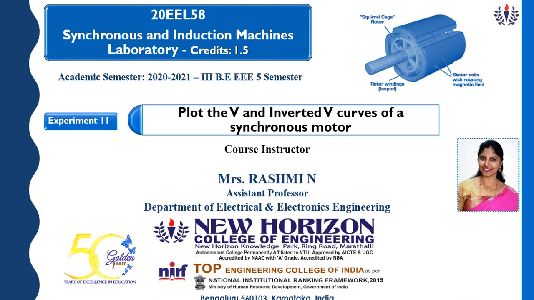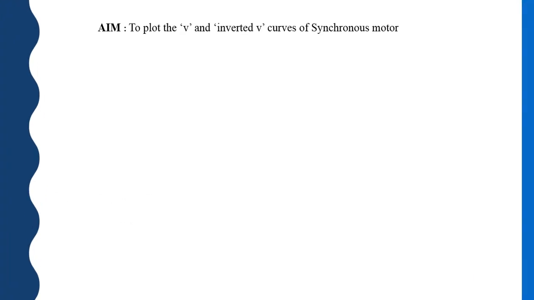So what is this V and inverted V curve of a synchronous motor experiment? For a synchronous motor, when you plot a graph of two quantities, you will get a curve which resembles the alphabet V, and when you plot a graph of two other quantities, you will get an inverted V curve. So the aim of the experiment is to plot the V and inverted V curves of a synchronous motor.